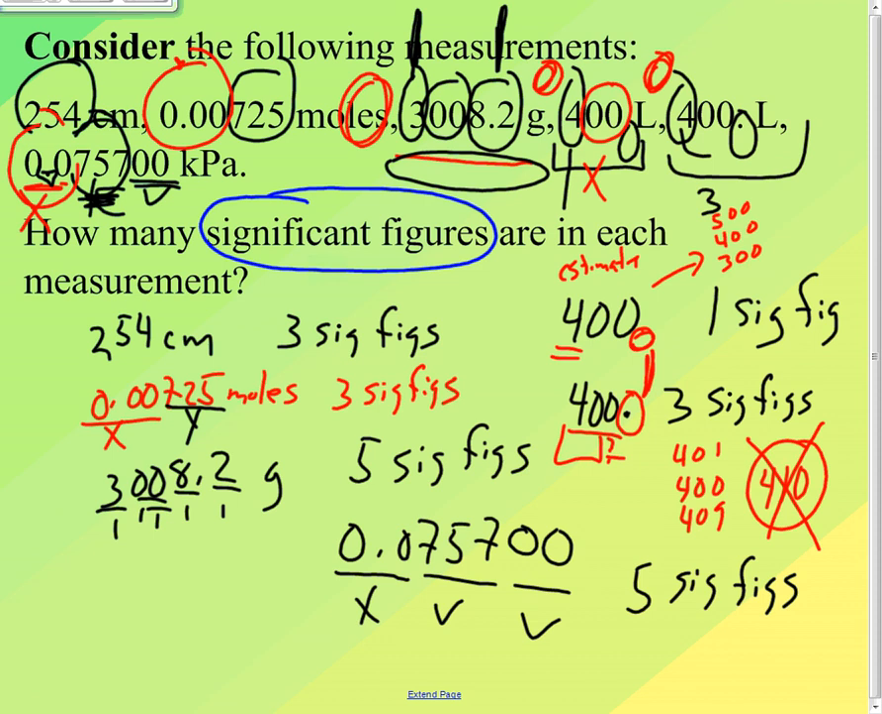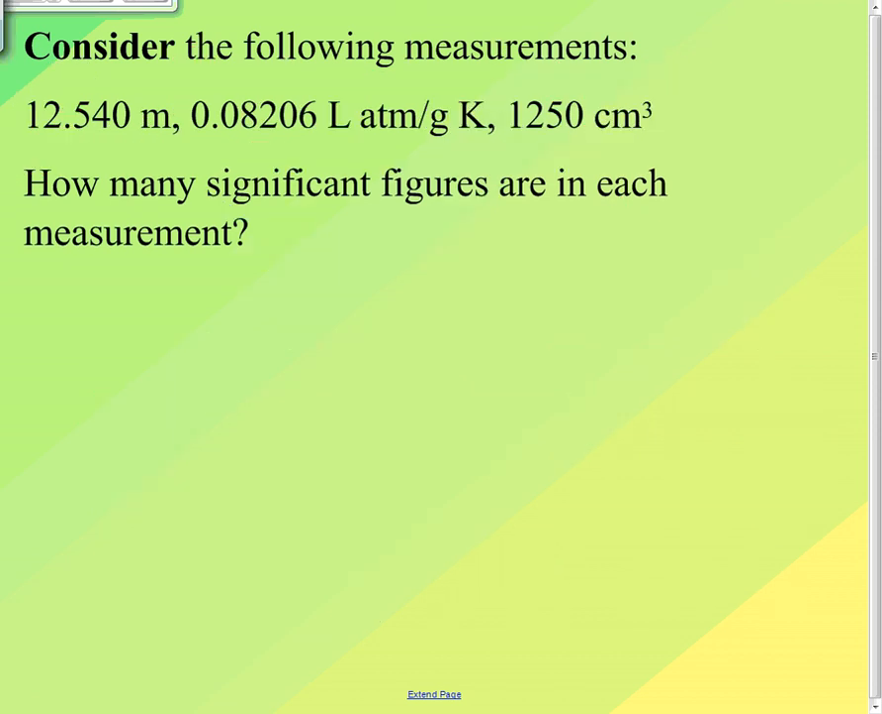Just go back and check the notes that I gave you. Are you ready? Here we go. You're on your own. Consider the following measurements. I have 12.540 meters, 0.08206 liter atmospheres per mole Kelvin, sorry, I said gram Kelvin, that should be mole Kelvin, and 1,250 centimeters cubed. While you work on that, I'll change my units here to the right units.